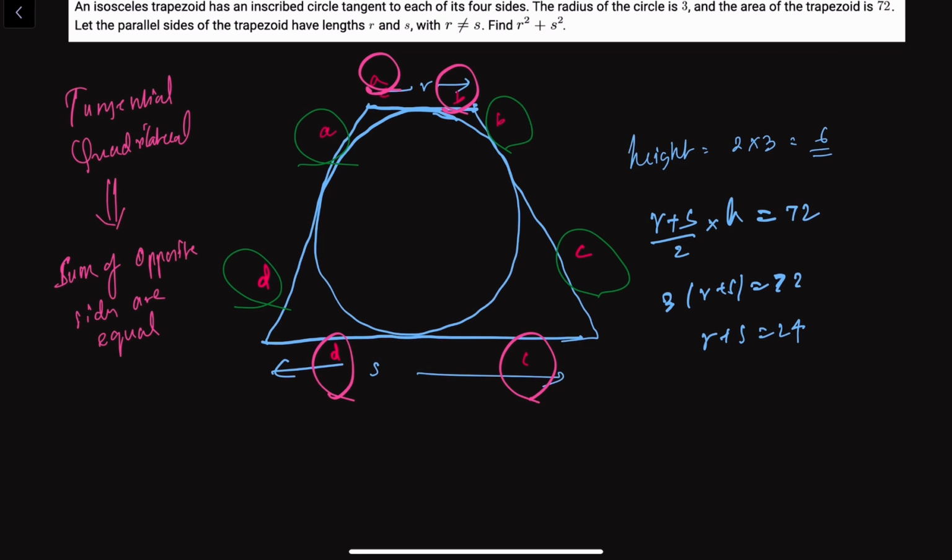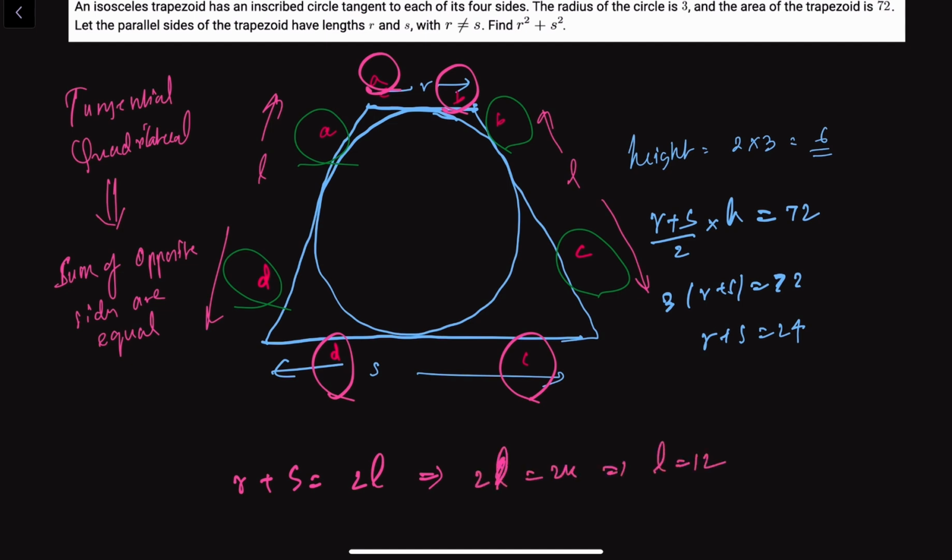So r plus s is equal to, we already know this is an isosceles trapezoid, so let's take this as some length L. So r plus s will be 2 times L. That means 2 times L is 24. That means L is 12. So we are getting L is 12. That is the equal leg length.